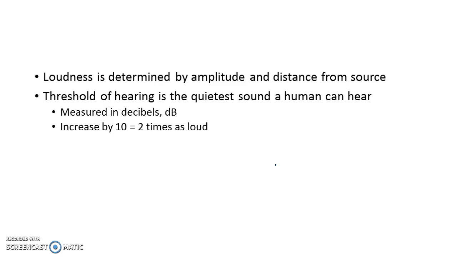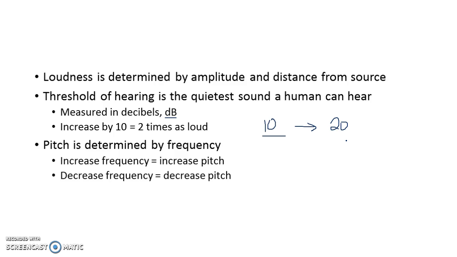The loudness of a sound is measured in decibels. The symbol is dB, little d, big B. If it increases by 10, it's 2 times louder than it was the previous time. So if you have a noise that starts out at 10 decibels, you'll hear that, and then if the next one increases by 10, so it's 20 decibels, it's actually 2 times louder.